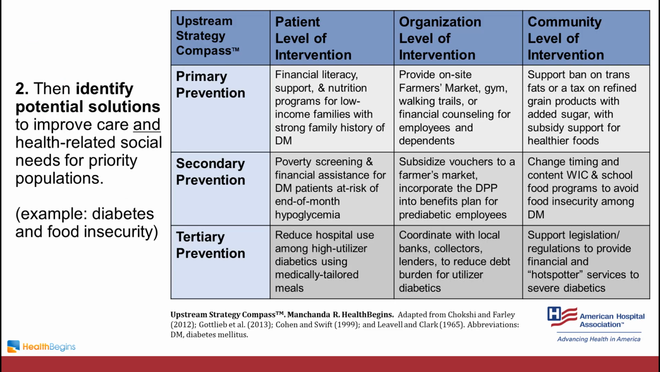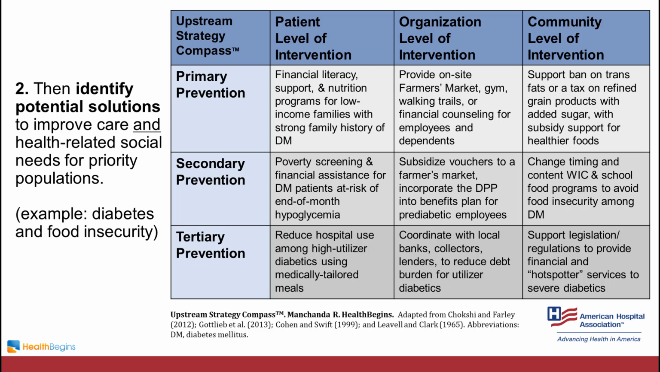It's important to not just map barriers, but then on the next slide, to be able to identify potential solutions. Solutions to both improve the social determinant of health, in this case food insecurity, but also to improve care for patients who suffer from food insecurity, in this case our priority population of adult diabetics. So for example, you can see how some of the solutions can be represented again here in this 3x3, this Upstream Strategy Compass, in a way that again starts to help us understand the different opportunities that exist, the existing solutions that may already be there in the community.